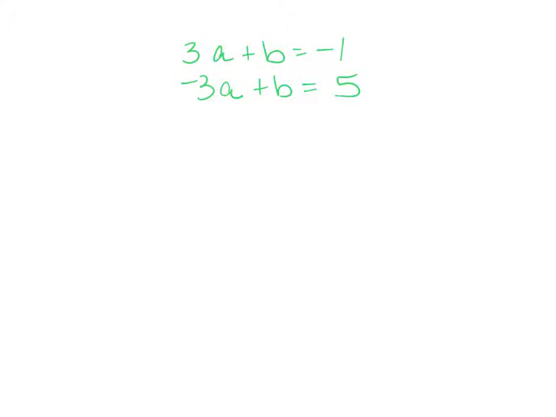So I look at these two and I see that I have two b's that are naked, basically. They don't have anything on them. So we can leave the b's alone. If I leave the b alone in this equation here, I get b equals 3a plus 5. So I've used that second equation.